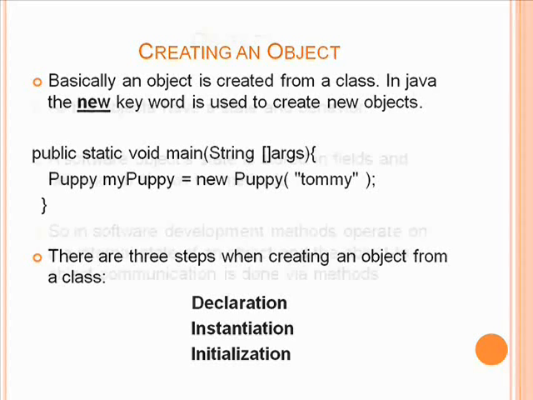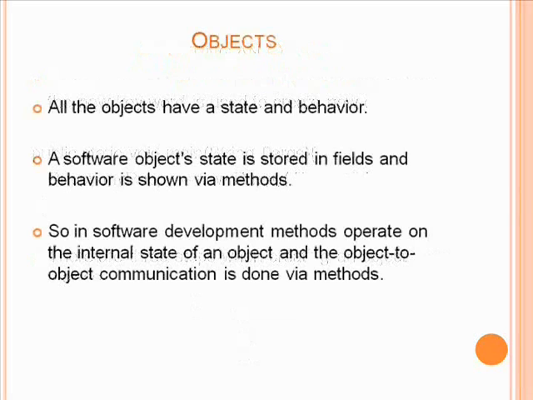All the objects have a state and behavior. A software object's state is stored in fields and behavior is shown via methods. So in software development, methods operate on the internal state of an object, and the object-to-object communication is done via methods.